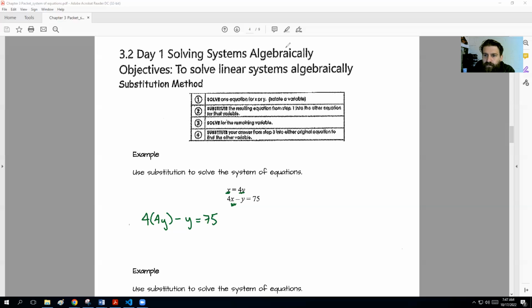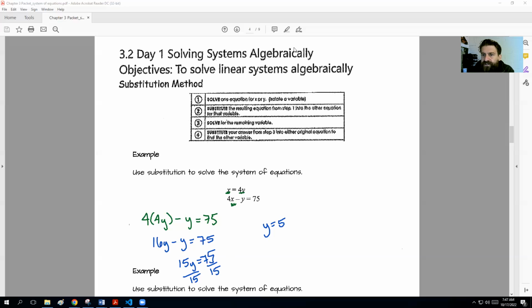All right, so now for step 3, we're going to figure out what y equals. We're going to solve for that. So if we did 4 times 4y, that's 16y minus y equals 75. And 16y minus y gives us 15y. And if we divide by 15, 75 divided by 15 is 5.